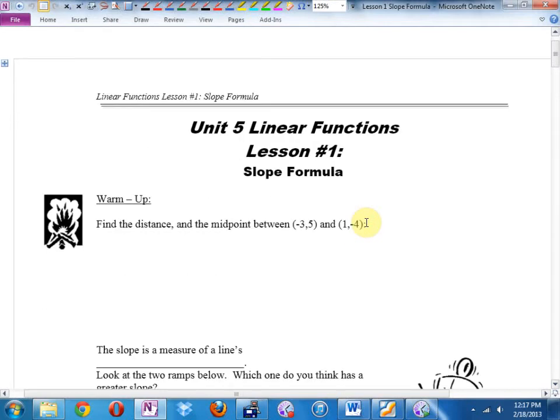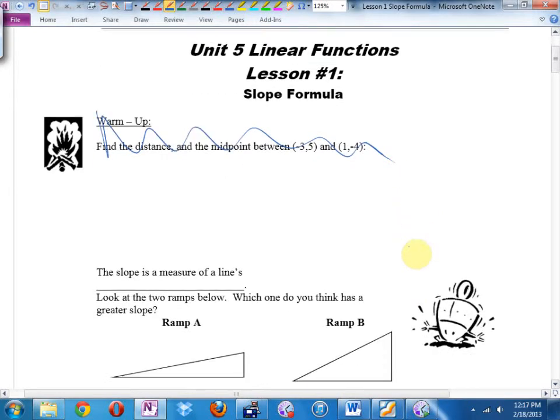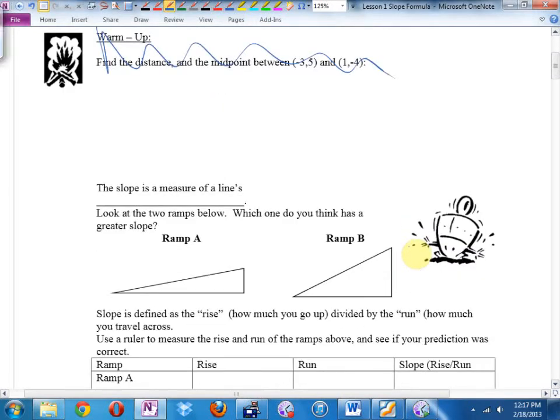Does yours say find the distance and the midpoint between that and that? You can cross that out. That's actually from the old curriculum. I meant to nuke that and I forgot. Whoops.